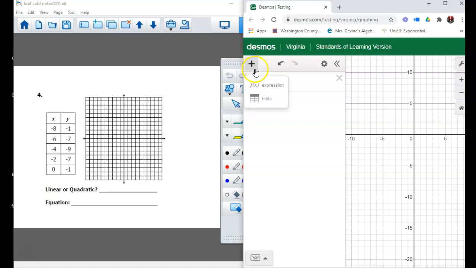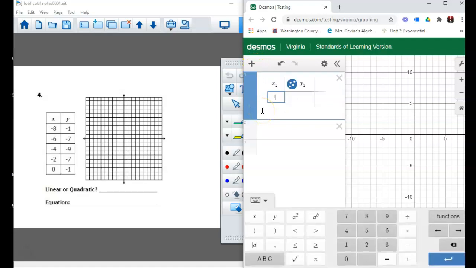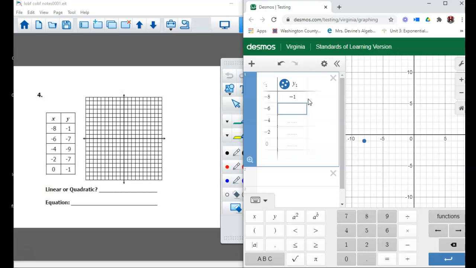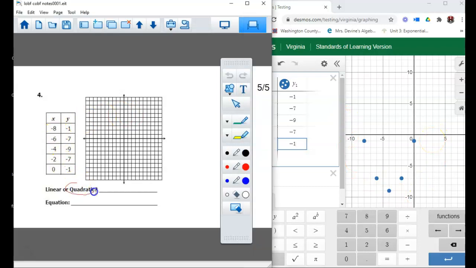Okay, so I'm going to add a table and type in my x's, negative 8, negative 6, negative 4, negative 2, and 0. Go over to my y column, negative 1, negative 7, negative 9, negative 7, negative 1. Now, I can see my graph. So now I decide if it's linear or quadratic, and I can see my U shape. So this is going to be quadratic.